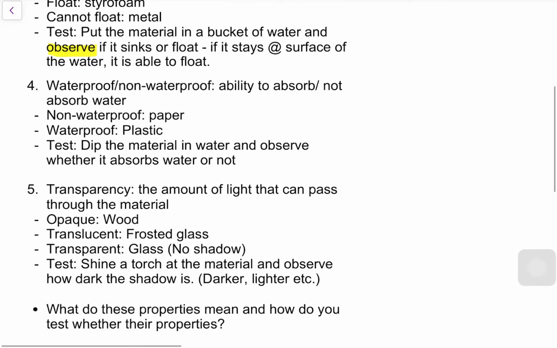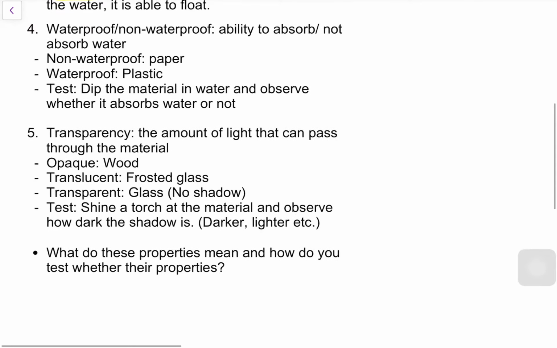So fourth, we have waterproof and non-waterproof. So the definition is its ability to absorb or not absorb water. So non-waterproof materials include paper, waterproof includes plastic. So in order to test whether something is waterproof or non-waterproof, we can actually dip the material in water and observe whether it absorbs the water or not. For example, cotton, after you dip it in water, it would actually absorb the water, and therefore it is non-waterproof.